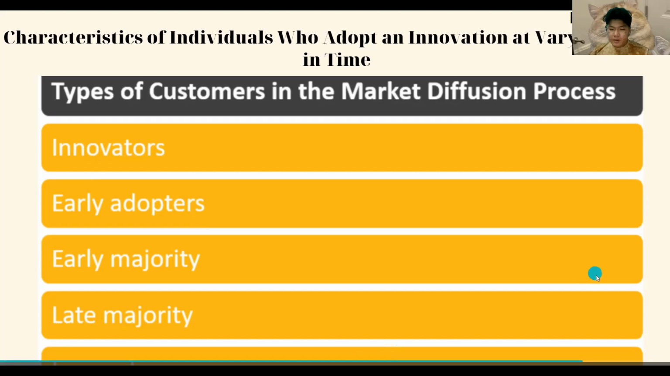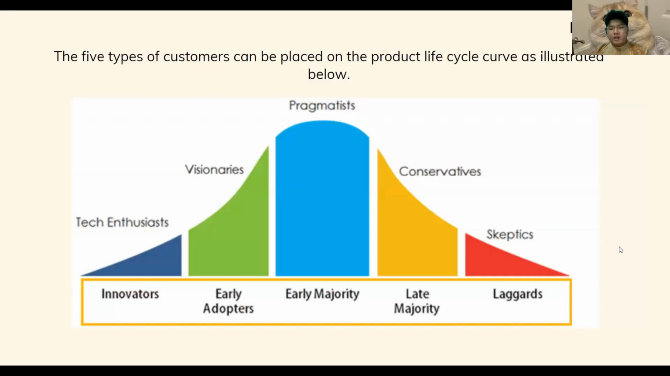And these five types of customer can be placed on the product life cycle curve as illustrated below. You can see here.